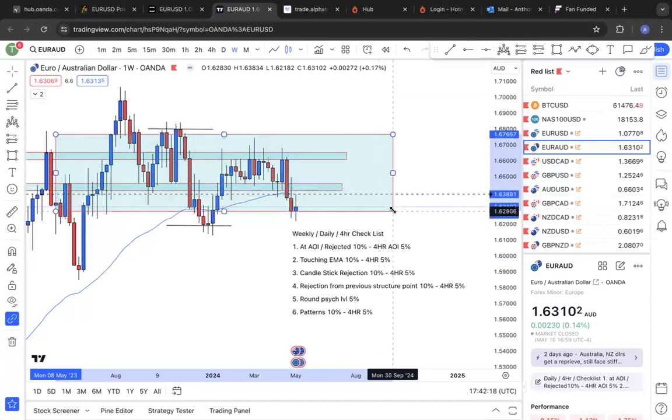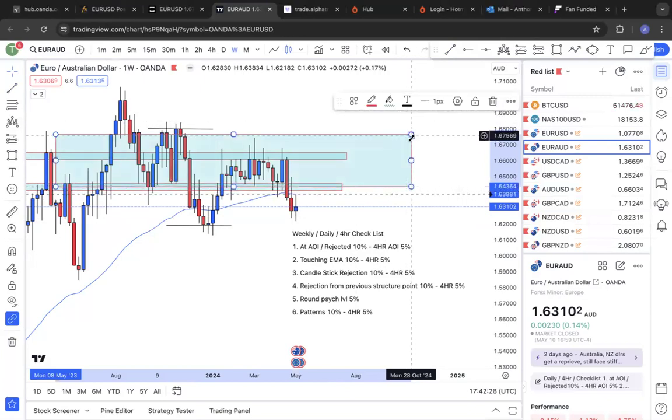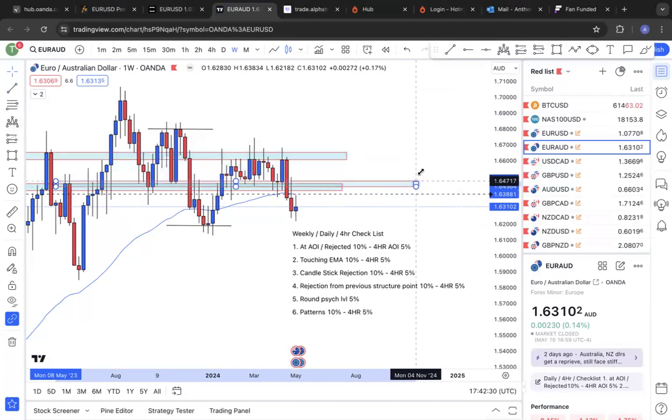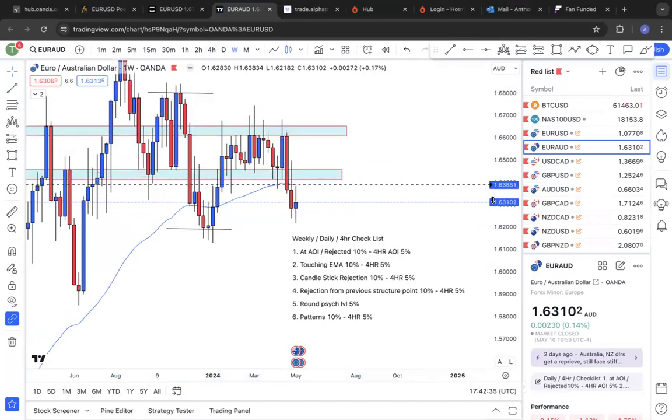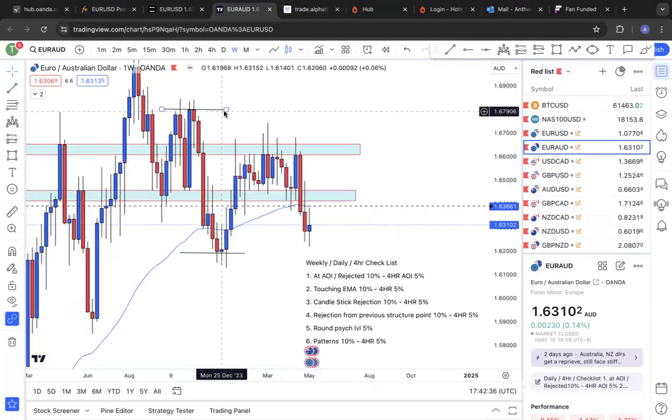We'll actually bring it up. Since we're looking for sells on this, we'll bring it up till we find our areas of interest. Boom, boom, boom. One right here. So you get the point. But yeah, we're bearish.